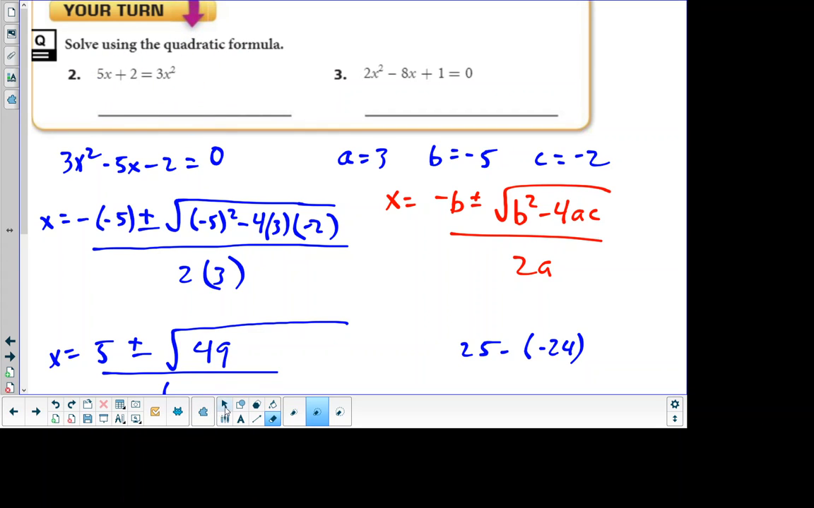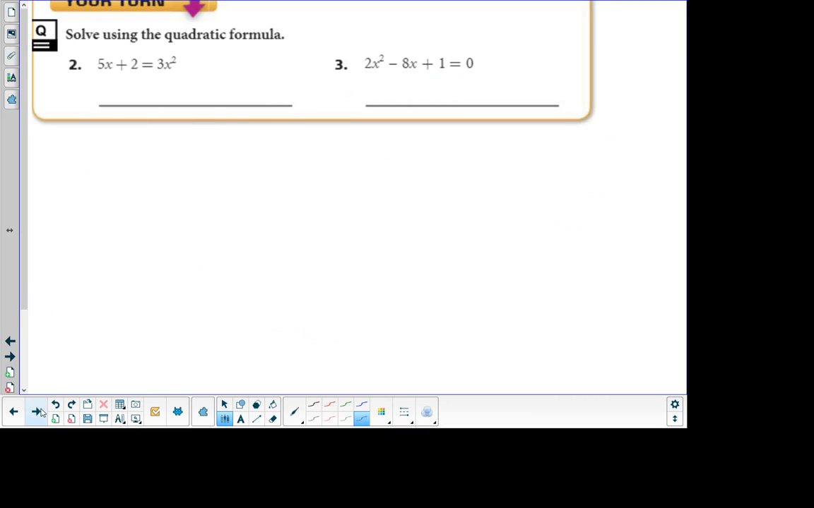check that, like if x is 2, 5 times 2 is 10, 10 plus 2 is 12. And then on the other side, if x is 2, 2 squared is 4, 4 times 3 is 12. And then the same if x were negative 1/3, you could substitute negative 1/3 and it would make both sides of the equation the same.